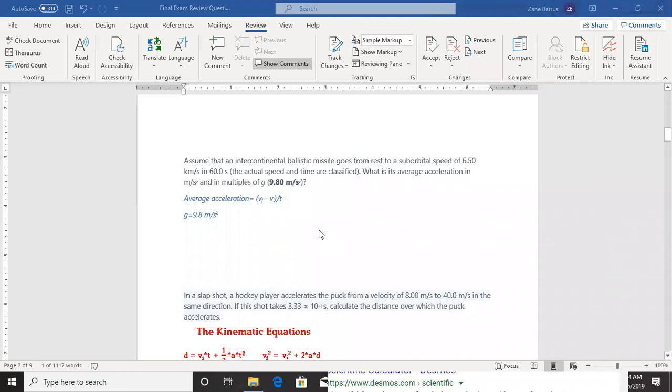Next, assume that an intercontinental ballistic missile goes from rest to suborbital speed of 6.50 kilometers per second in 60 seconds. The actual speed and time are classified. What is its average acceleration in meters per second squared and in multiples of g? So I've given you the formula down below. Remember that average acceleration is equal to final velocity minus initial velocity all over time. So it's just a matter of plugging these things in real quick.